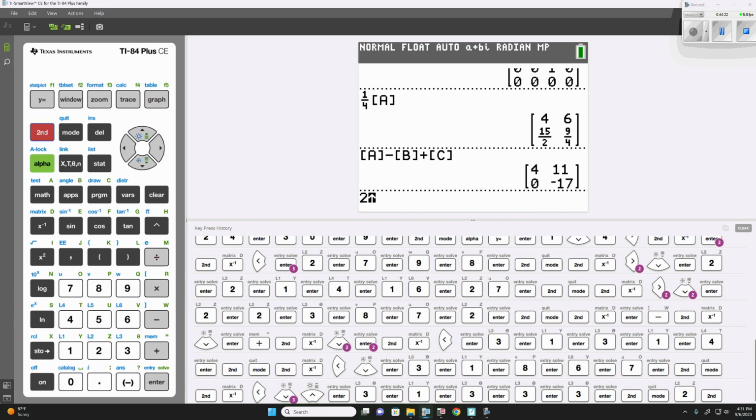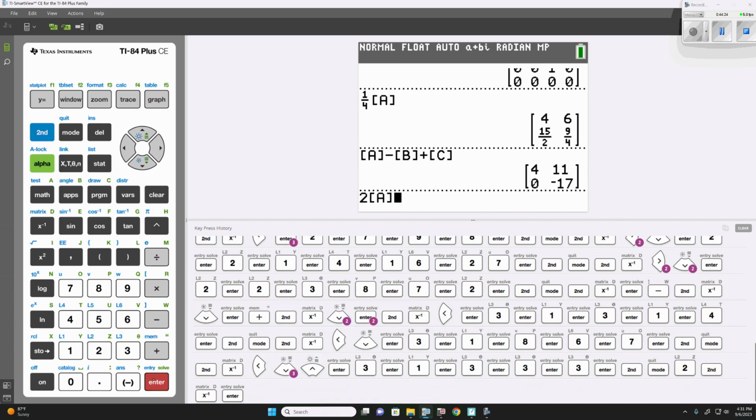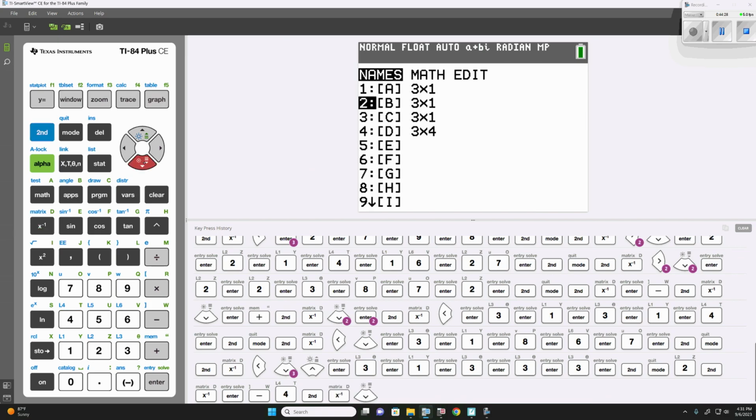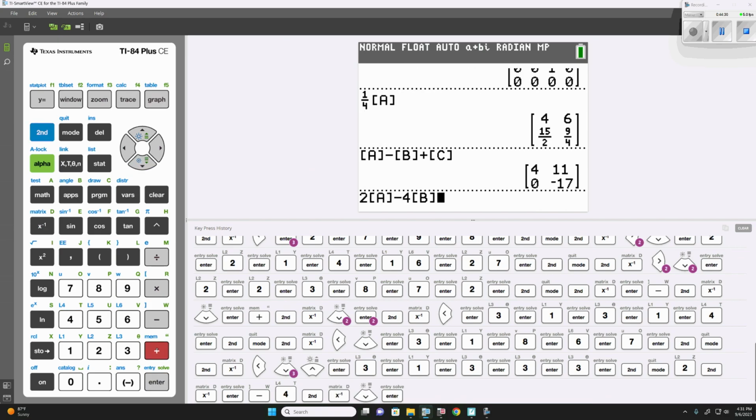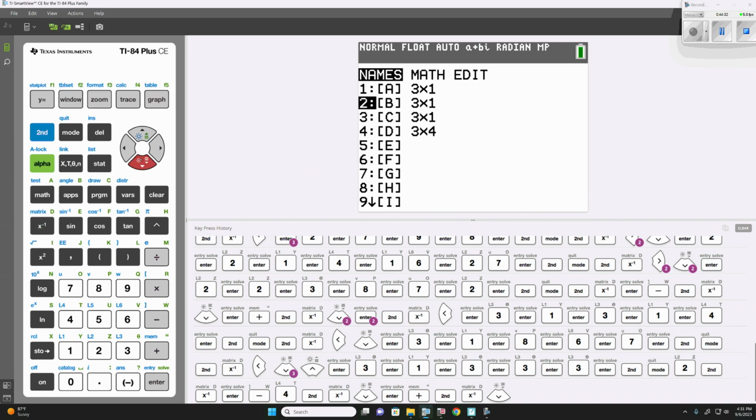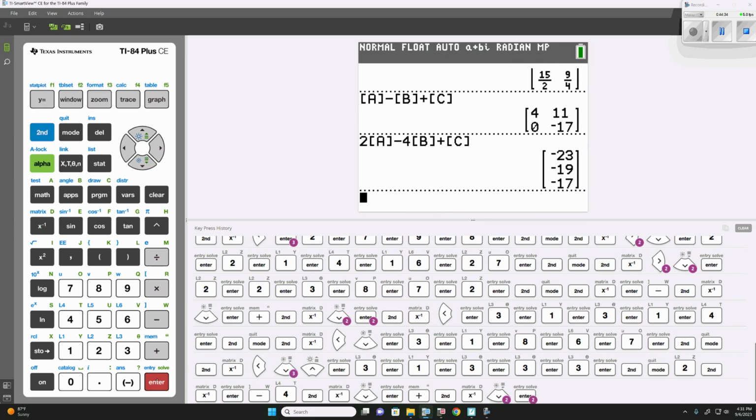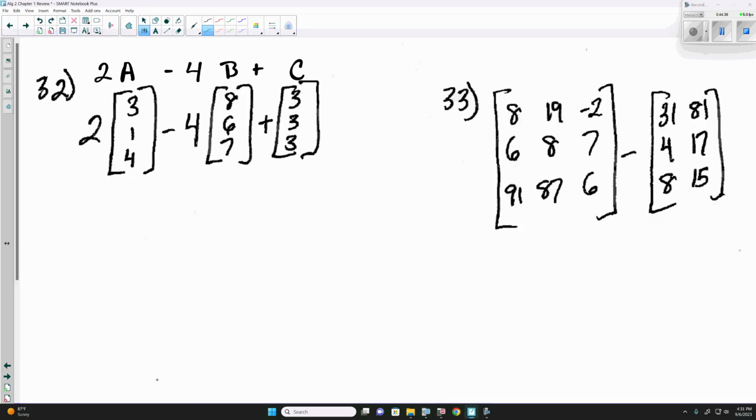Now to solve it, we'll do 2 times matrix A minus 4 times matrix B plus second matrix C. Enter. And we get this here, -23, -19, -17. And that's our answer.